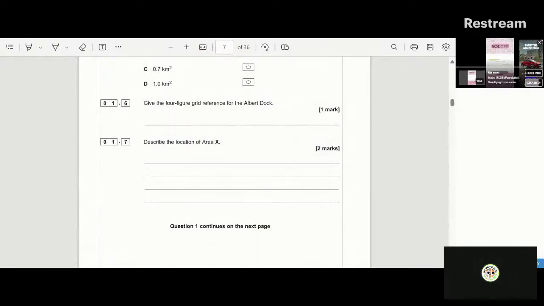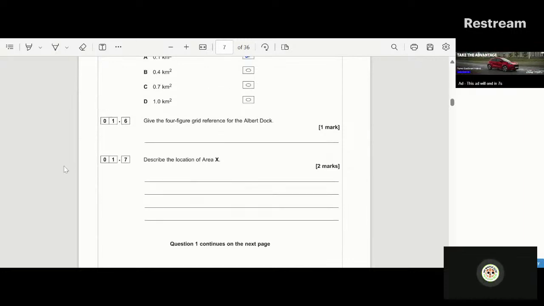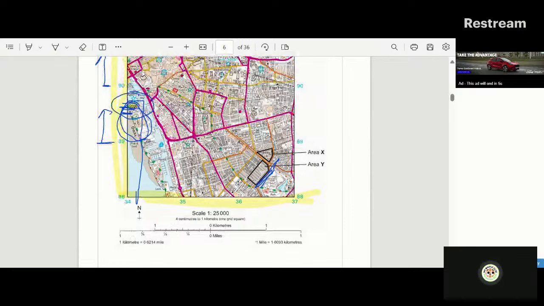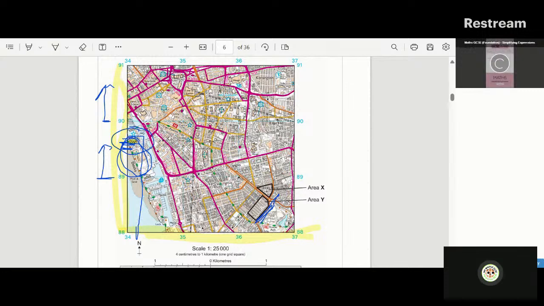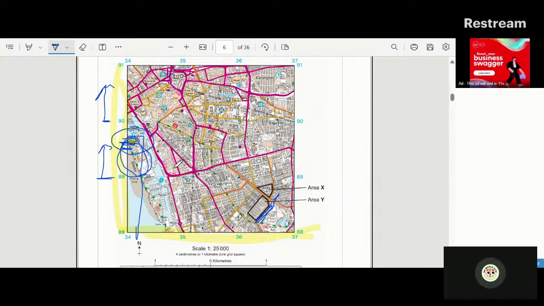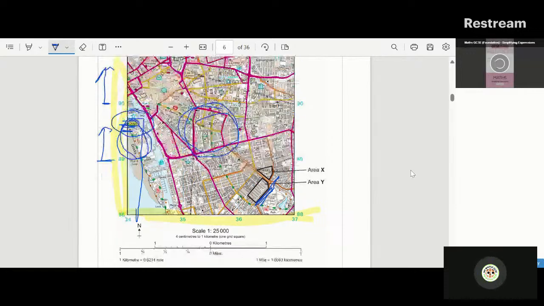Okay, so we've done that. Describe the location of area X. So what is area X? I guess you've got to use your north, south, your compass direction. So you've got area X here. What things could you say? Well, it's always good to refer to it in terms of a map in reference to the city centre. The city centre is probably around here. So using your northeast, southwest skills, it seems to be southeast to the city centre. So you get a mark for saying that.